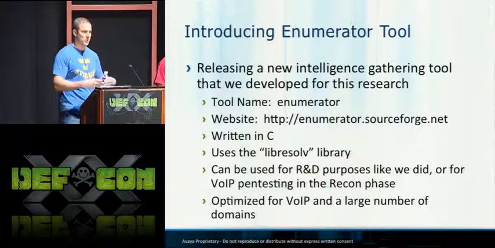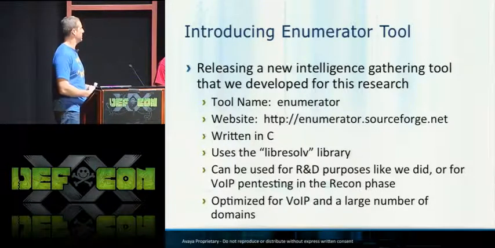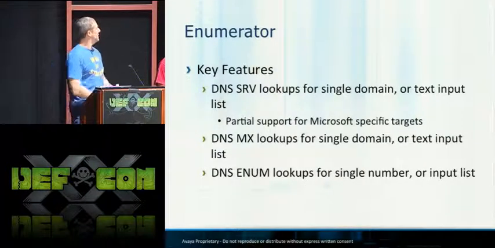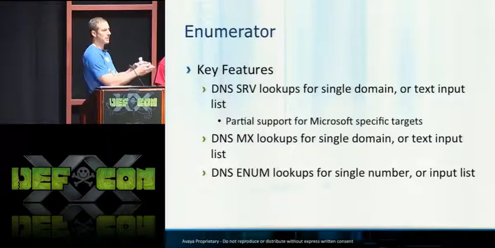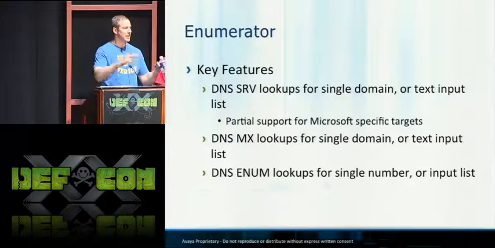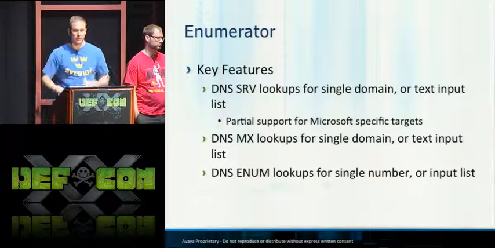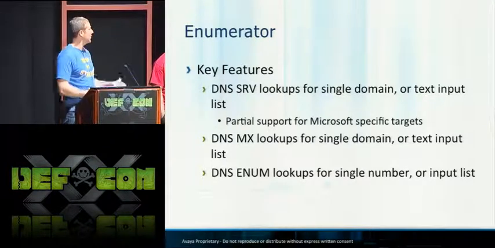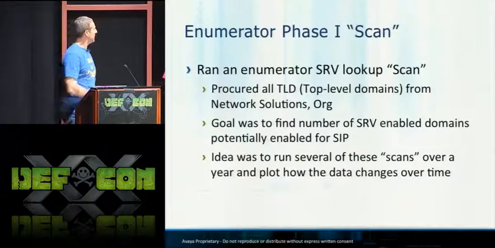We wrote some special features that can look for organizations for the existence of SIP services. It's optimized for VoIP. The DNS SRV lookups can be for a single domain or for a text input list. It also supports MX record lookups because we wanted to compare SRV to MX and plot this over time and see how SRV was catching up with MX records as far as for all top-level domains. So that was a part of the experiment. And we support enum in Enumerator. And that was one of the things that we were initially looking at.